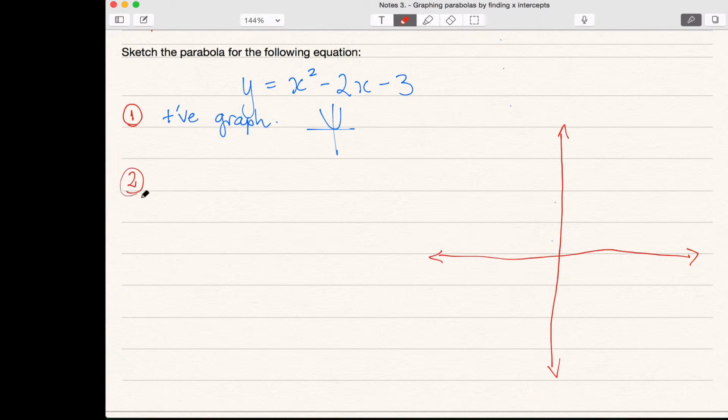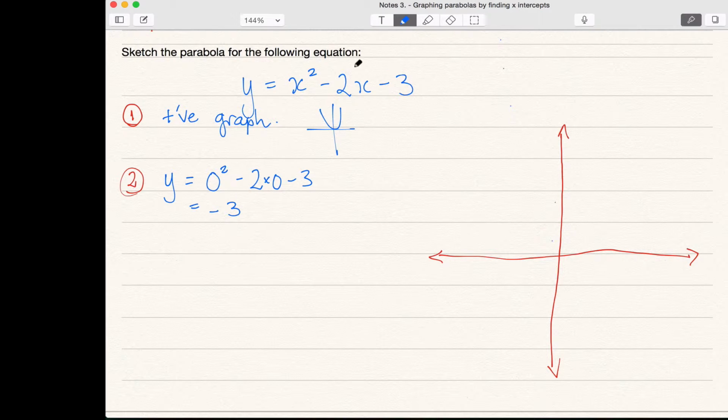Step 2 is to find the y-intercept by making x equal 0. We use this original equation, y equals, and instead of x we put 0. 0 squared minus 2 times 0 minus 3. Oh, not x, we put 0 in there. And that's going to end up equaling negative 3.